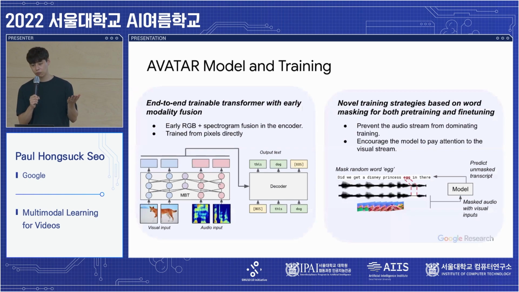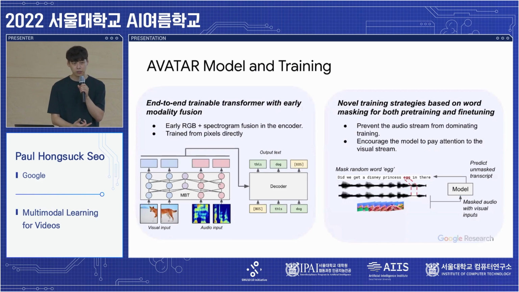And at the training side, we propose a novel training strategy based on word masking. Instead of randomly masking out some of the audio signals, we first align the text with the audio signal and then mask out specific words, so that we can distract the model from inferring the entire word from the audio. In that way, it encourages the model to look at the visual information to infer what is actually said.